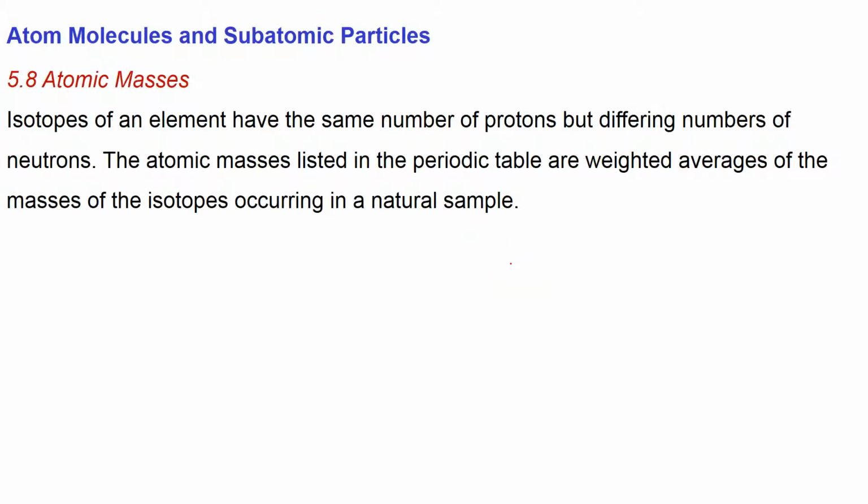Okay, so hopefully now you understand how to calculate a weighted average atomic mass. You also understand the idea of what an isotope is. It's important to recognize that the masses that appear in the periodic table are these weighted average atomic masses and are not the mass number of an atom.